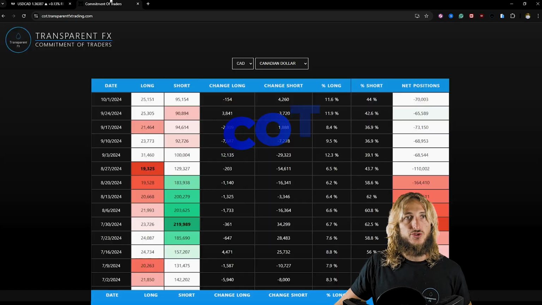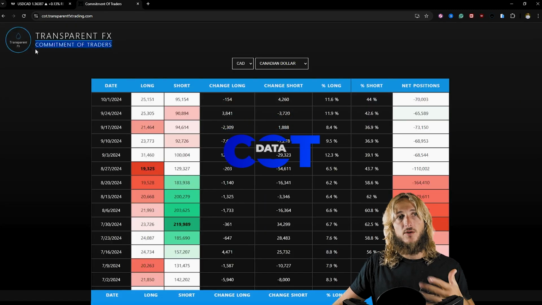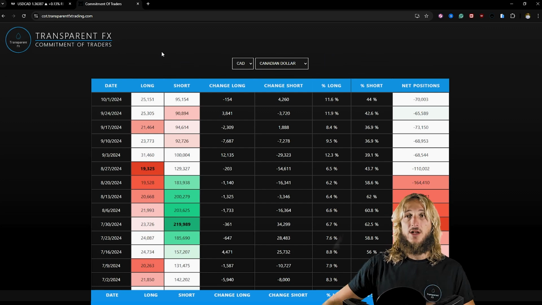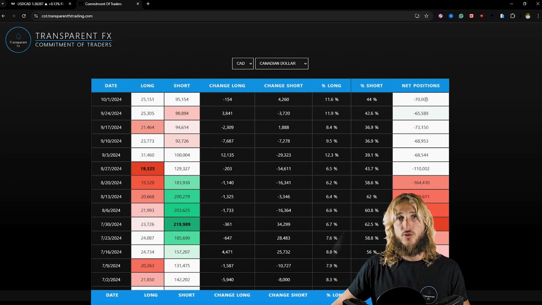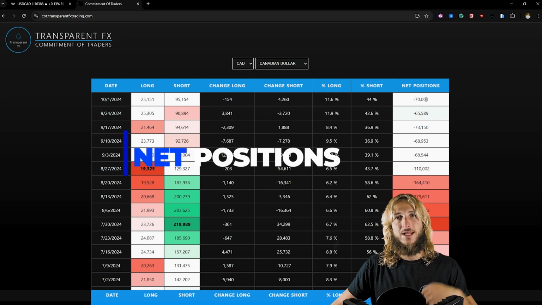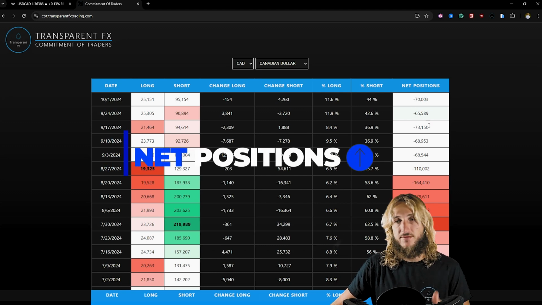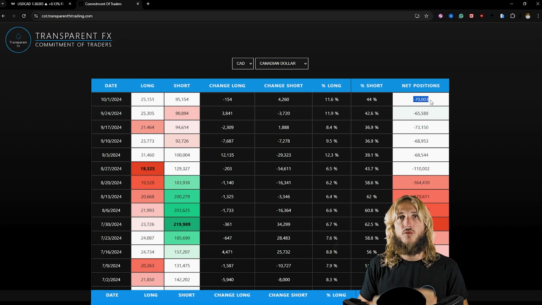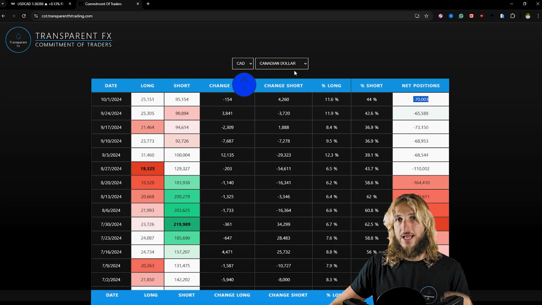Speaking about institutional shorting, let's go and see what we have when it comes to the commitment of traders. So what the big players in the market are doing precisely on the CAD. Now, what we can see here is that with the last reports, institutions have been increasing their net positions. In fact, we went from having minus 196k net positions all the way up to having now minus 70k net positions, showing how institutions have been moving back to the bullish side for the CAD.